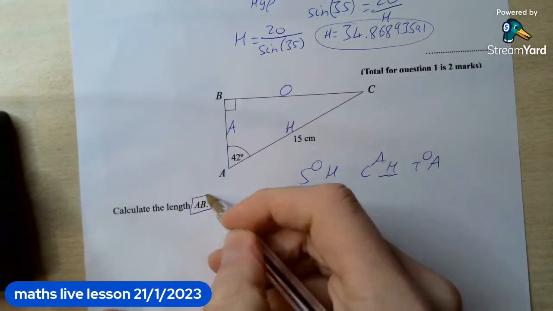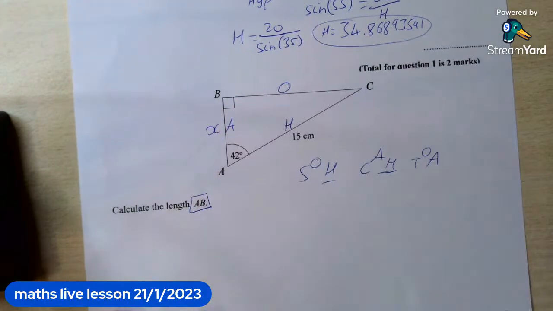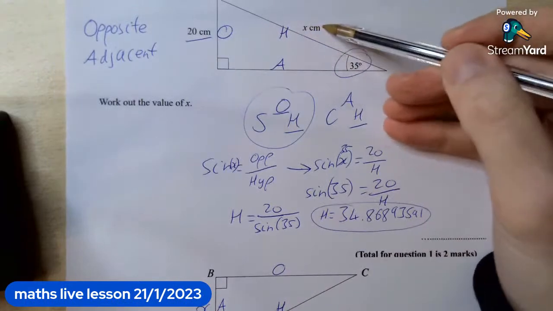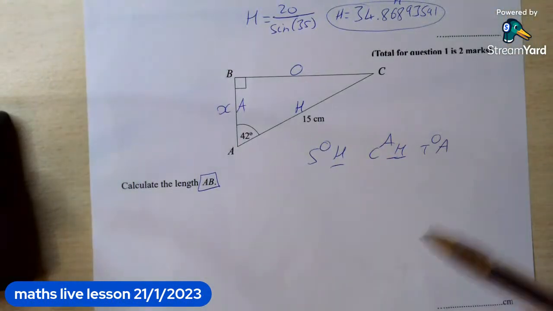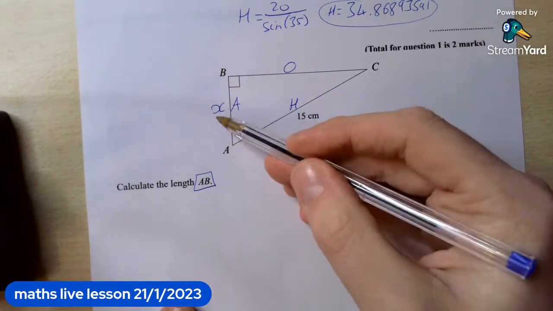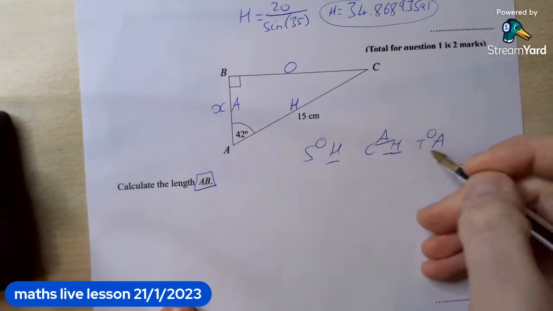Calculate the length AB. So AB means that one there. Sometimes it catches students out on questions that, like the one before, had a nice X right here telling us what we need to work out, whereas this one didn't. That will catch a few students out. It says AB, which is this side here, so I'll just put the X in myself. And what side do we want to find? The A, which is the adjacent.